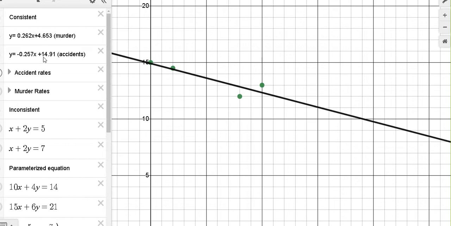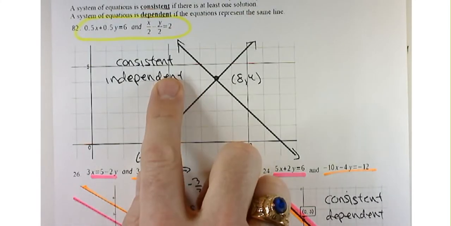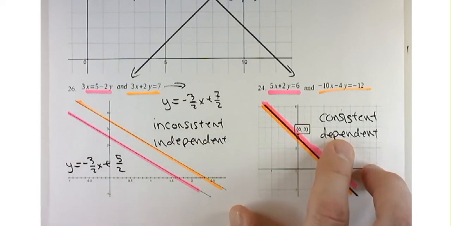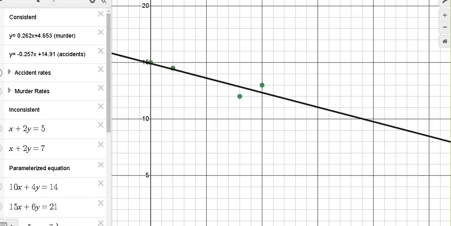Am I going to get something consistent, inconsistent, or dependent? Well, let's see. Consistent would mean they cross each other. Inconsistent would mean they're parallel, and dependent means they're the same. So I think we can eliminate the one case. They're not dependent because these are different lines. They have different coefficients, etc. But of the other two, can you figure out which one I'm looking at? Is it consistent or inconsistent?